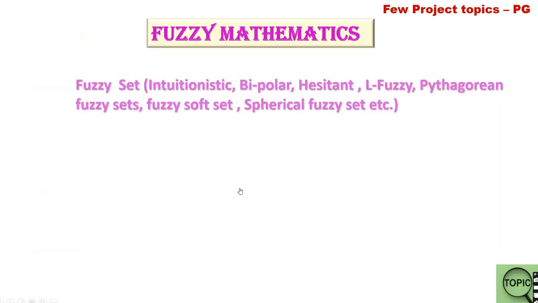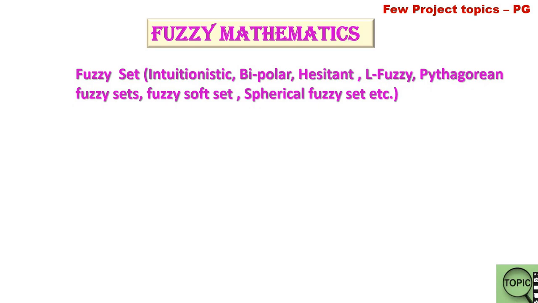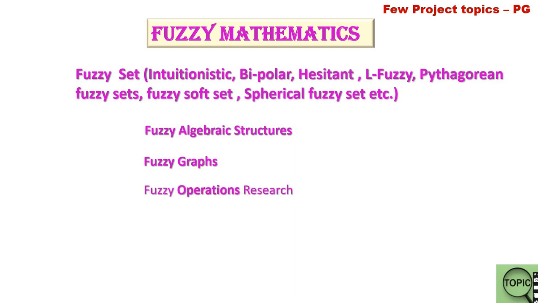Then in fuzzy mathematics, you have fuzzy sets, intuitionistic fuzzy sets. These are just generalizations of this one, obtained by imposing various conditions on the given set. You have a lot of other fuzzy sets like intuitionistic bipolar, Hesitant, L fuzzy, Pythagorean, fuzzy soft sets, spherical fuzzy sets, and so on. So you can apply them on algebraic structures to get results in fuzzy algebraic structures, fuzzy graphs, fuzzy operations research, and neutrosophic sets also.